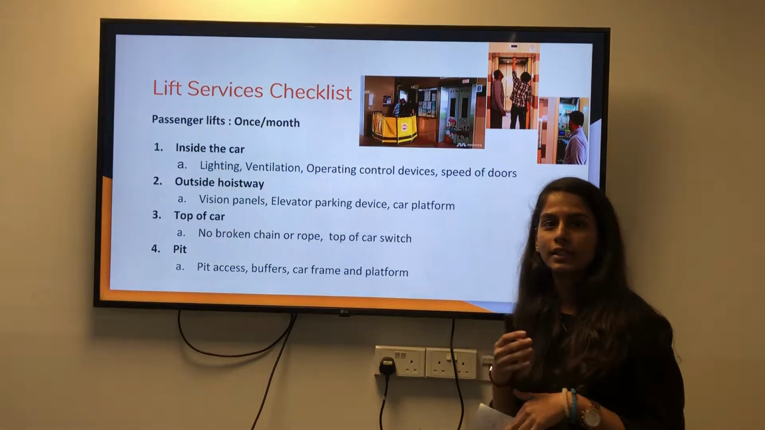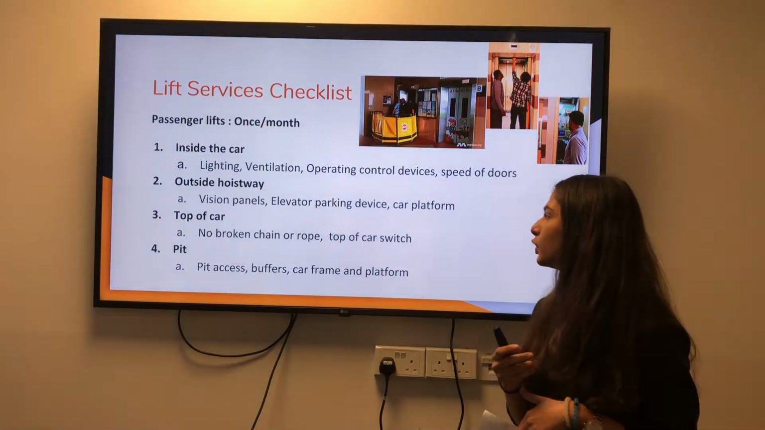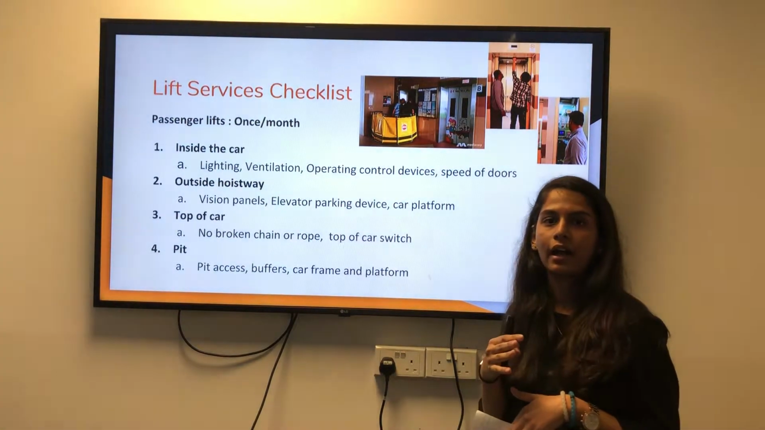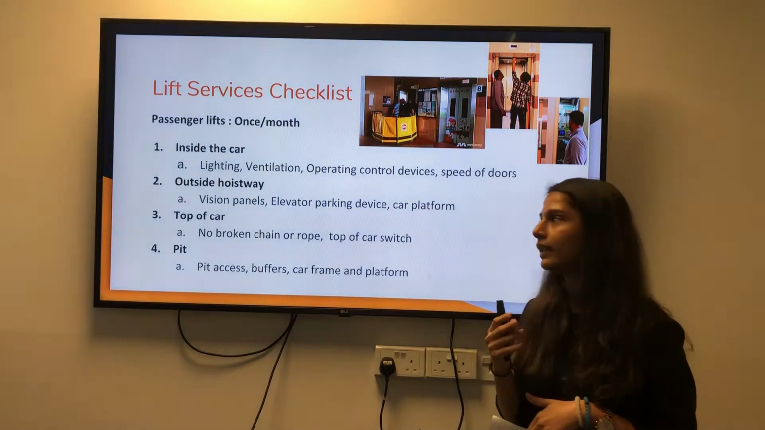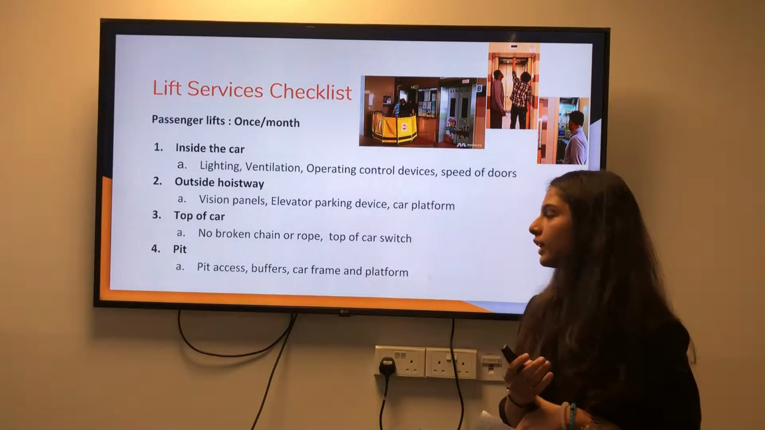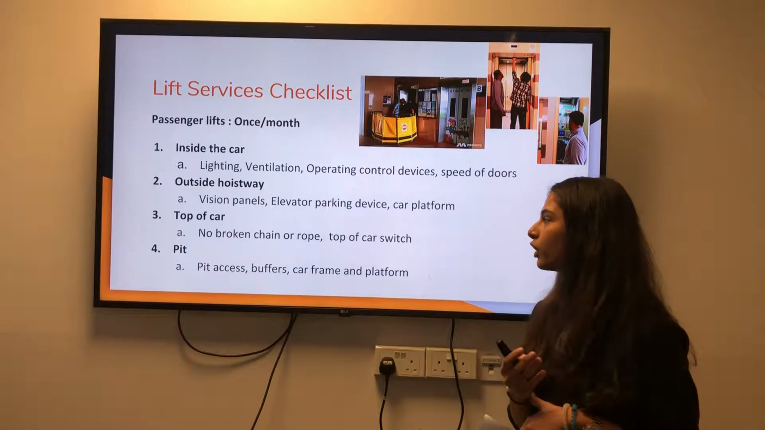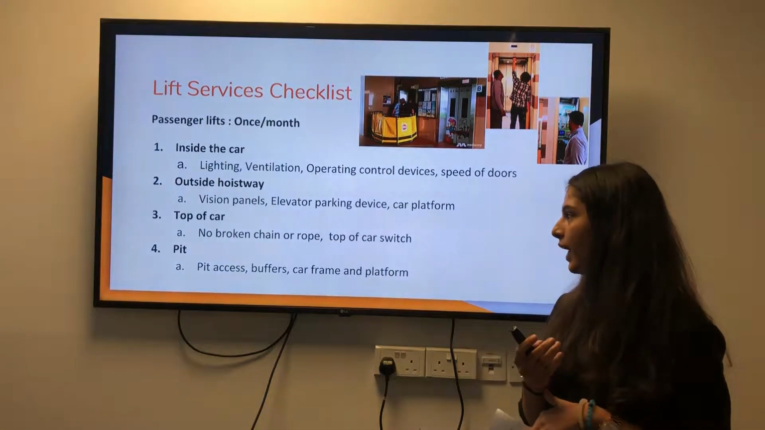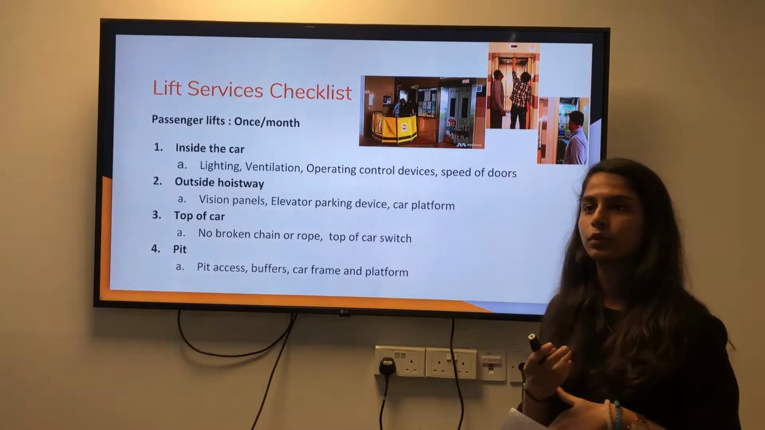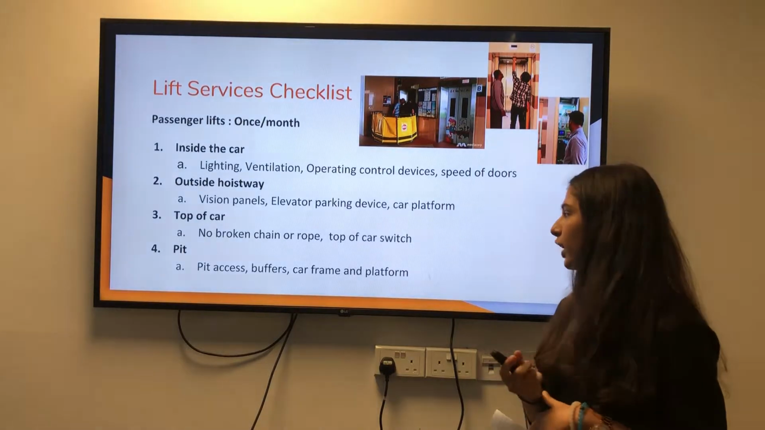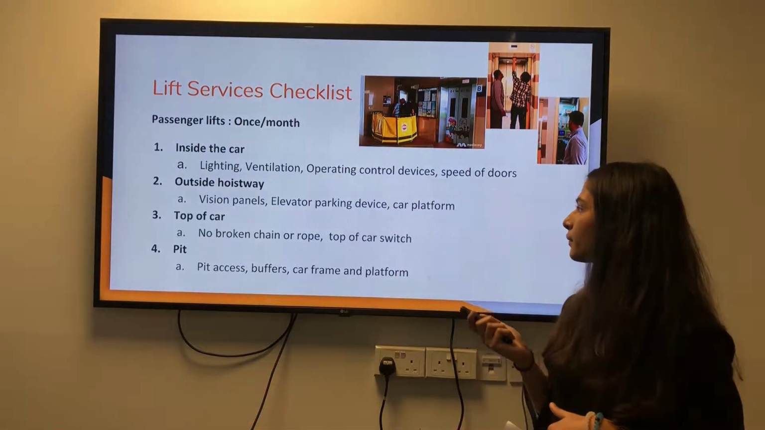There's a need to ensure that these vision panels are not cracked, and also the elevator parking device stops at the designated level. Third will be the top of the car. There's a need to ensure that there's no broken chain or rope. And last will be the pit access. This is for the subcontractor to check the car frame and platform.